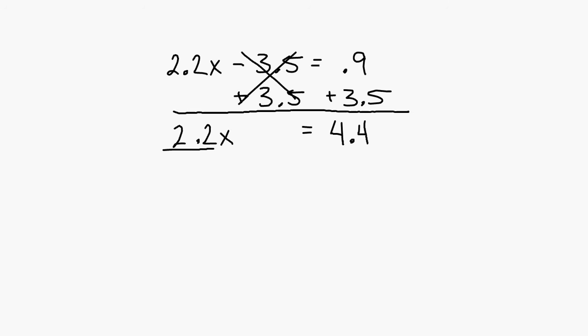And then you divide both sides by 2.2. The 2.2s cancel out, and x is equal to 2.